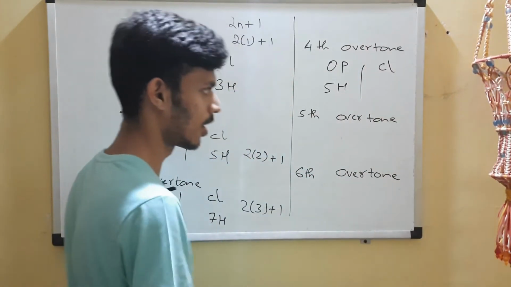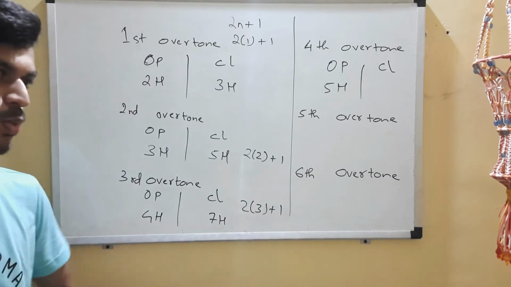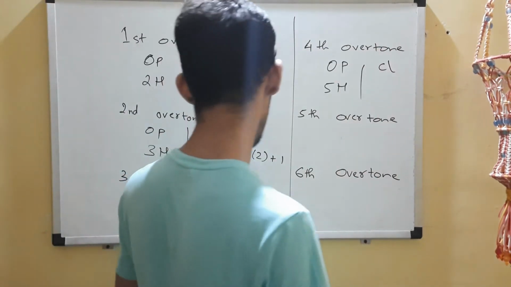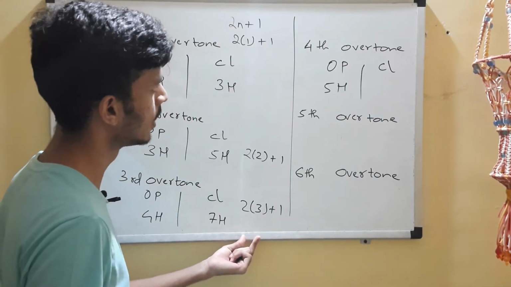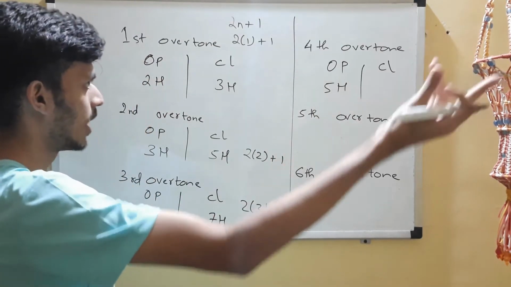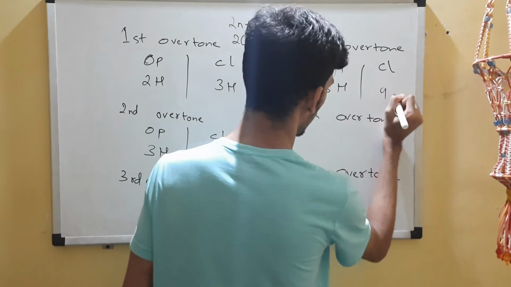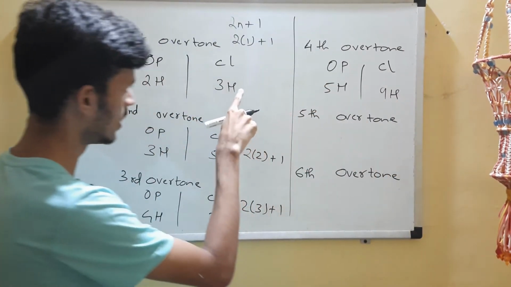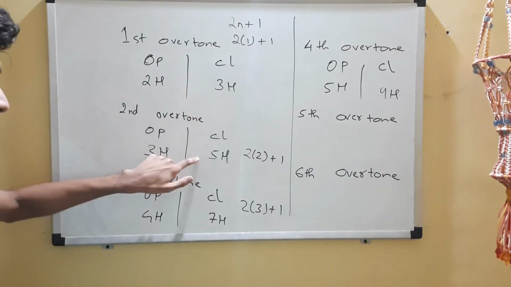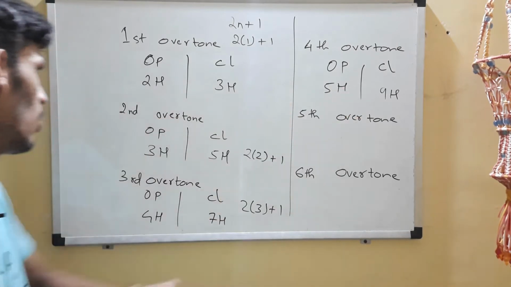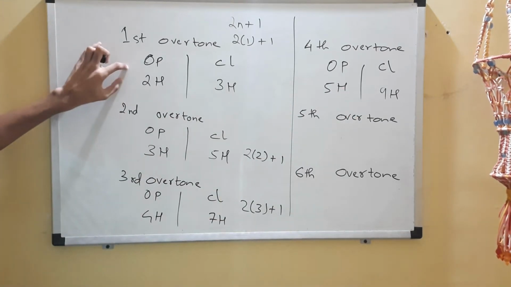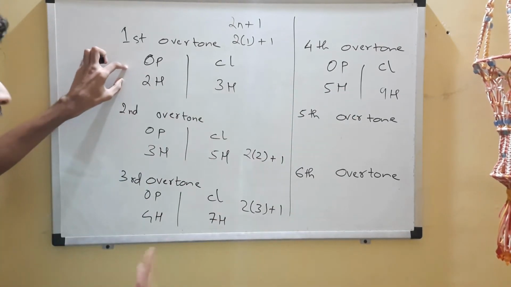And for the closed organ pipe, 2 5s are 10 plus 1. That will be, I think, I made some mistake. Okay, 2 4s are 8 plus 1, that will be 9. So you can see the odd numbers over here: 3, 5, 7, 9. Whereas in case of an open organ pipe, all the harmonics are present.